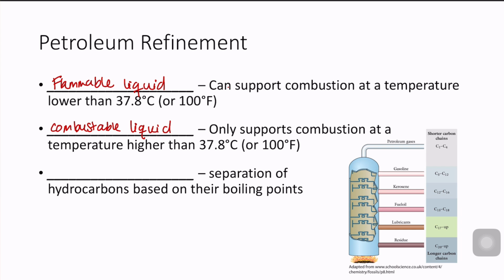So the process of crude oil refinement is a technique that we can use, and it separates the different hydrocarbons based on their boiling points. And so it's very important that you know these different, whether it's a flammable liquid or a combustible liquid, so you can help determine how to best separate them.